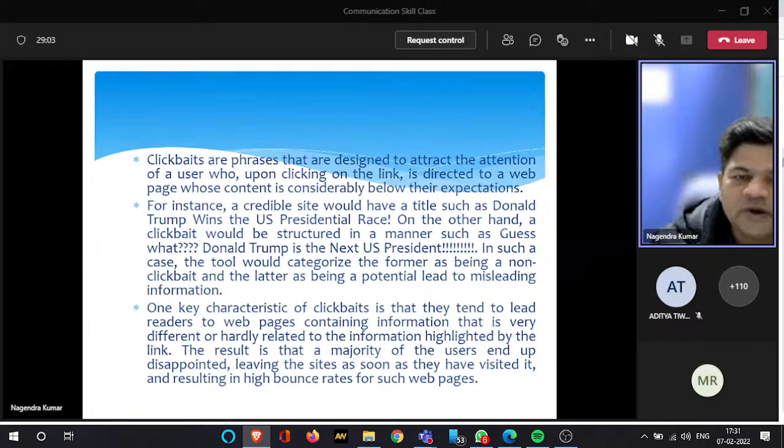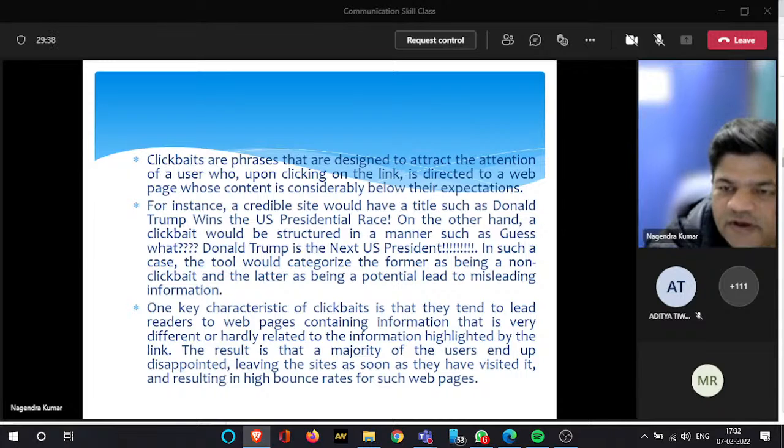Well, friends, what happens, basically there are fake news sites. They use clickbaits. Now, what are these clickbaits? It's important for you. Please remember this term because this is central to our discussion of fake news. Now, clickbaits are phrases that are designed to attract the attention of a user who, upon clicking on the link, is directed to a web page whose content is considerably below their expectations. So you may be tempted to go to that.